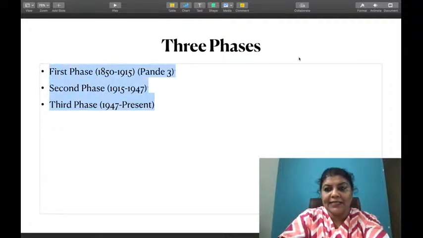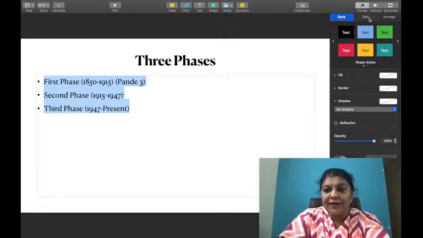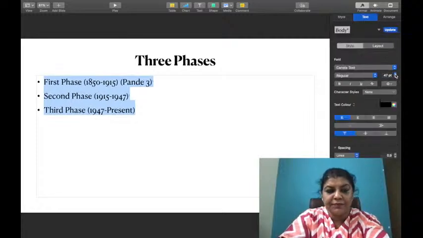Can you see the screen, guys? Is it too small for you? I will just increase the size a little bit if you want.